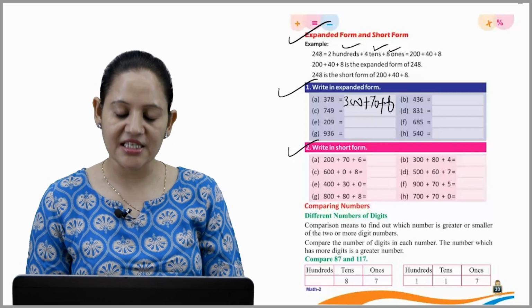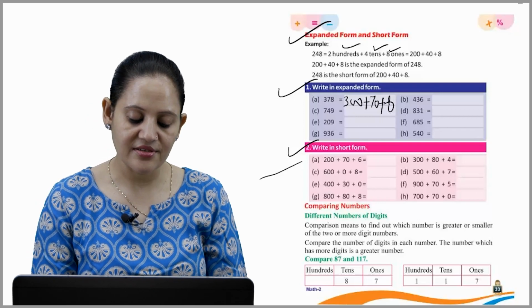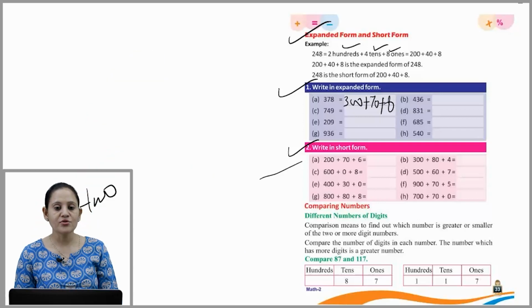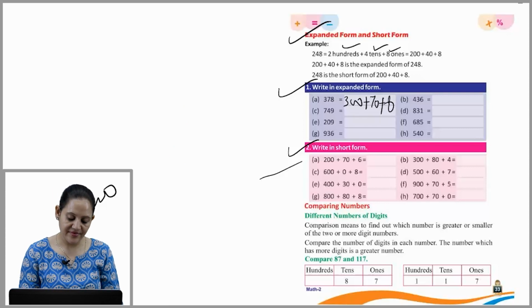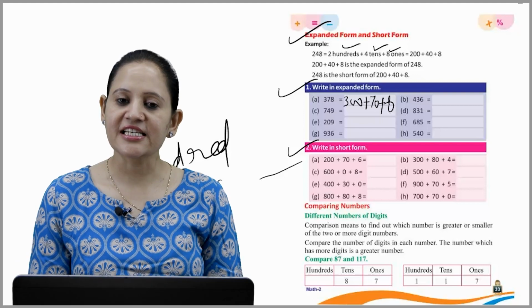Next is write in short form: 200 plus 70 plus 6. So we'll write the number as 276. Clear? Next is comparing numbers.